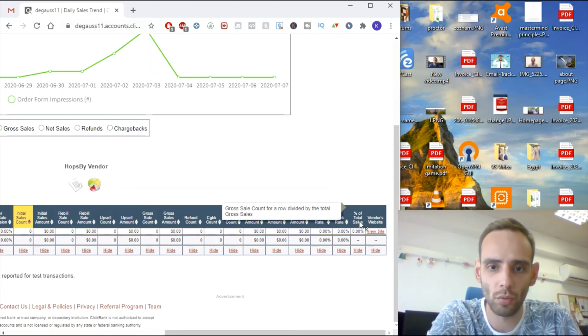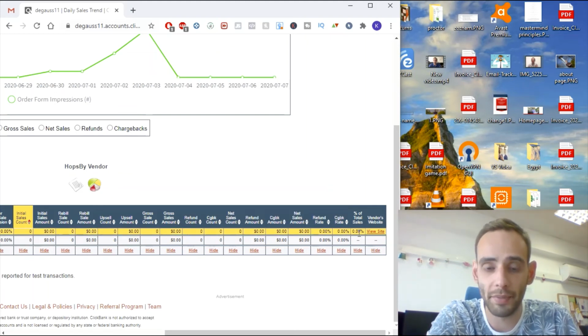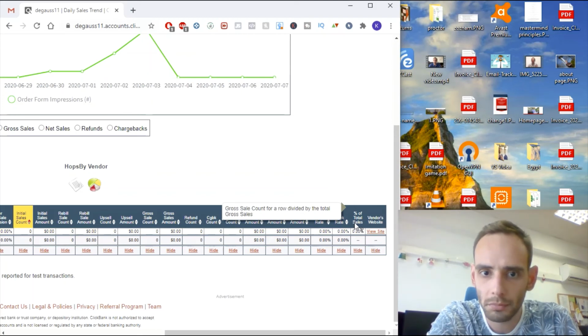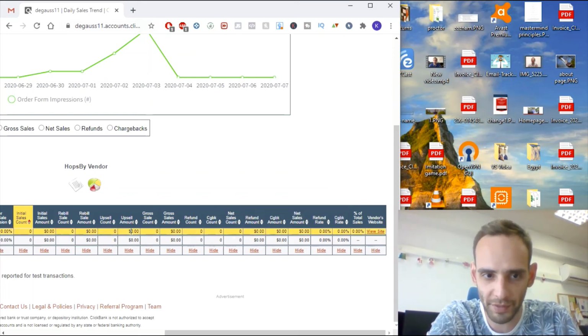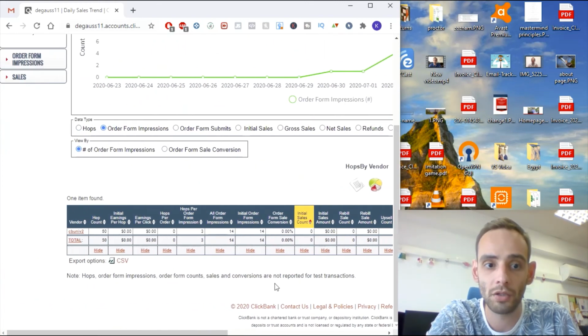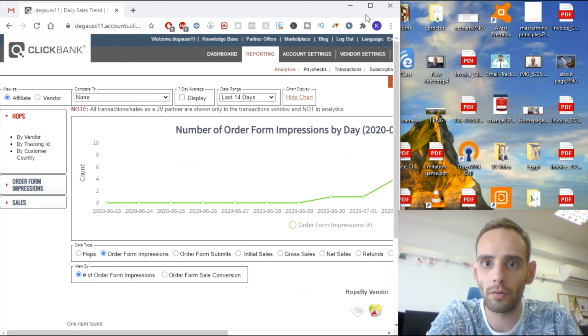And here is the percentage of total sales, gross sale count for a row divided by the total gross sales. Again, not that important a stat, to be honest with you. It's just the percentage of the sales that come from this product. So this is it, guys, for this.